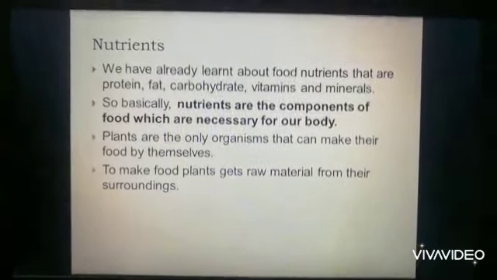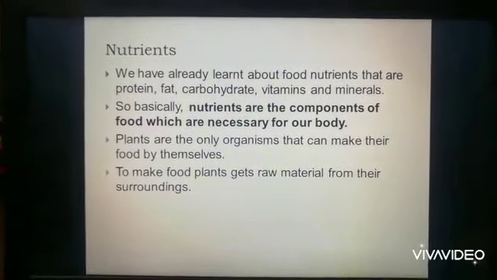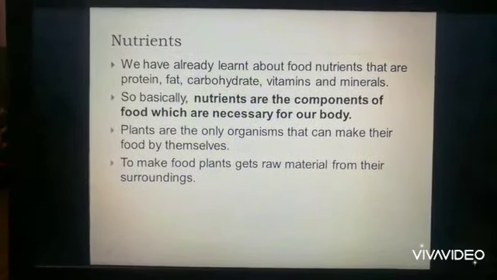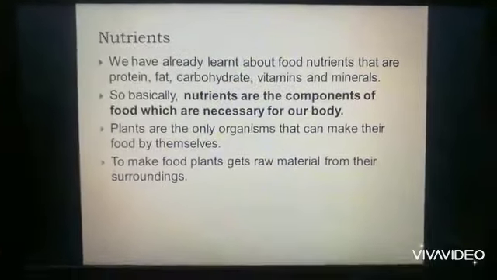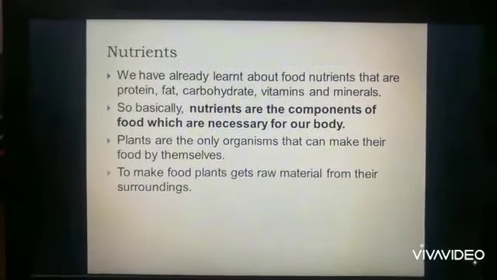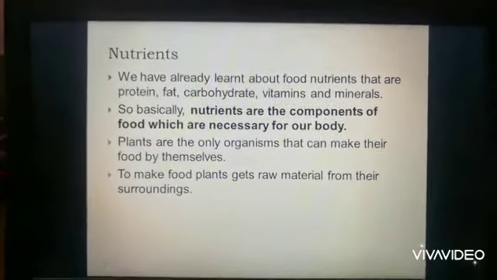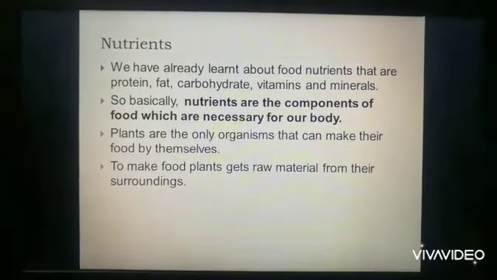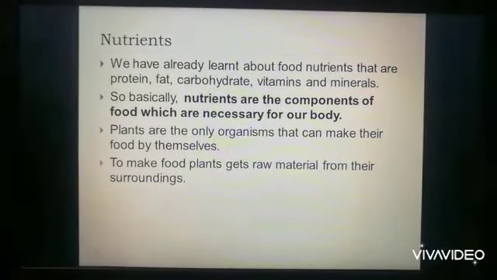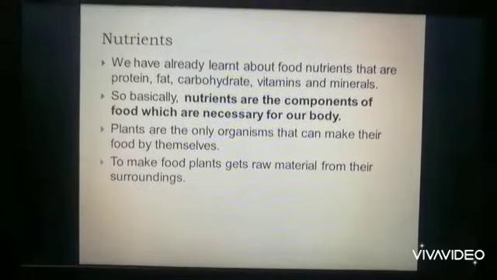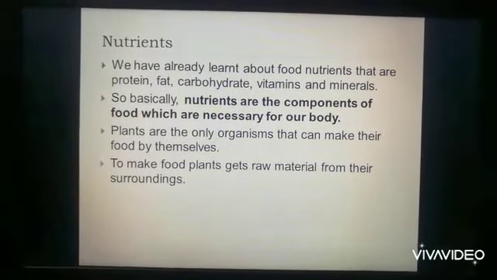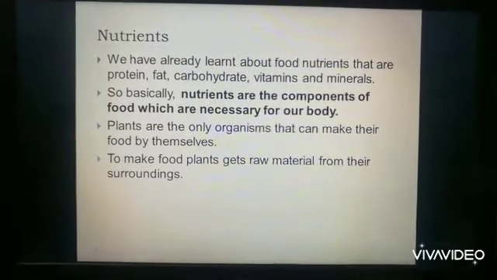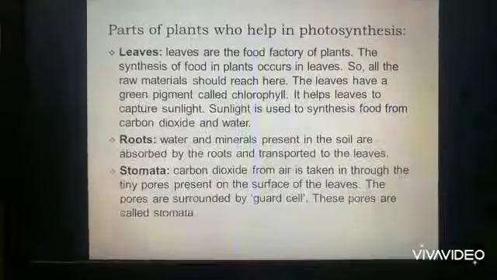As we have already learned in the lower standard, in 6th standard, nutrition is nothing but taking food which is full of nutrients. That is called as nutrition. Now first we will start with the nutrients. As we have already learned about the food nutrients, that are protein, fat, carbohydrate, vitamins and minerals. So basically, nutrients are the components of food which are necessary for our body.